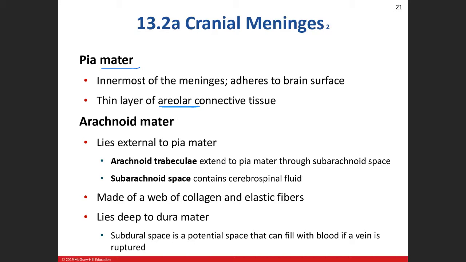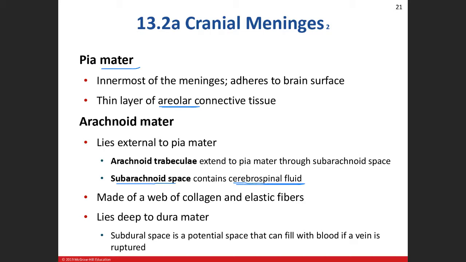The middle layer, the layer that sits on top of the pia mater, is the arachnoid layer. There's a couple important things that you need to know about this layer. One is the subarachnoid space. You need to know this. This space is found between the pia mater and the arachnoid mater, and that's where the cerebrospinal fluid is located. When you have to get a spinal tap done, they have to insert the needle into that space. It's no easy feat, but that's where they're going to get the cerebrospinal fluid.